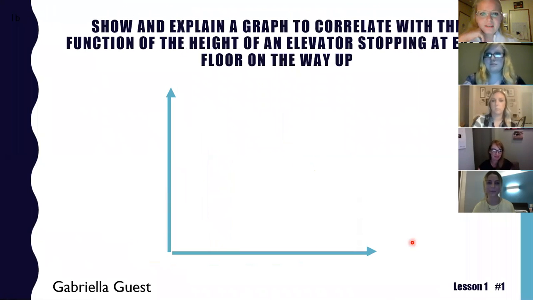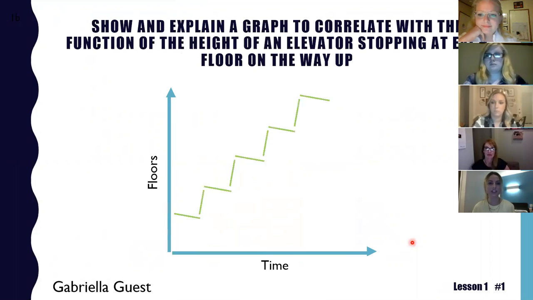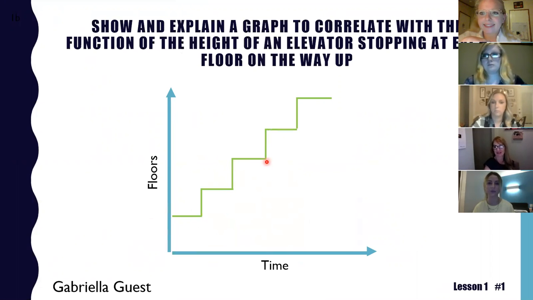Great job. Okay, so this one says, show and explain a graph to correlate with the function of the height of an elevator stopping at each floor on the way up. So the left represents floors, and the bottom represents the amount of time it takes. It's going to look almost like stair steps. As it gets to a level, it stops, then it goes up a level, and then it stops again.